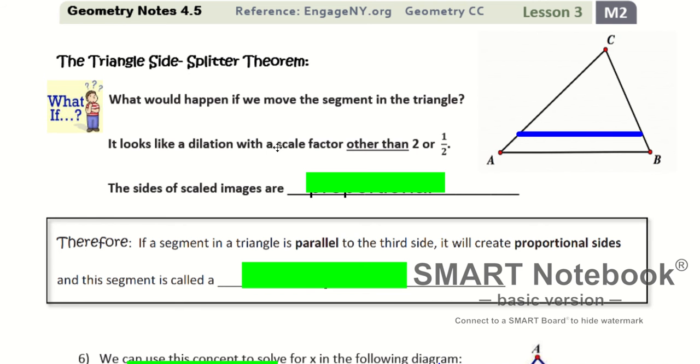So it looks like a dilation with a scale factor that is something other than 2 or 1/2. We're not doubling or we're not cutting things in half. And that's where the side splitter comes in. The sides of the scaled images are no longer a 1-to-2 relationship, but they are indeed proportional. So we're going to be using proportions. Proportions are two equal fractions.